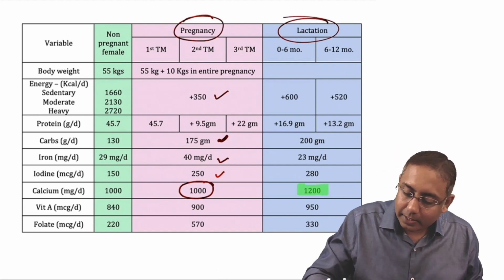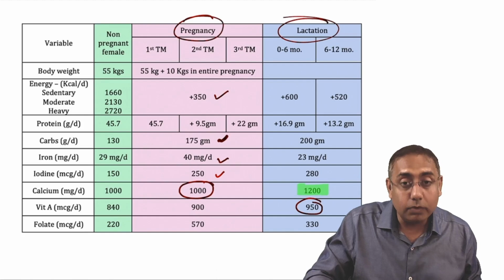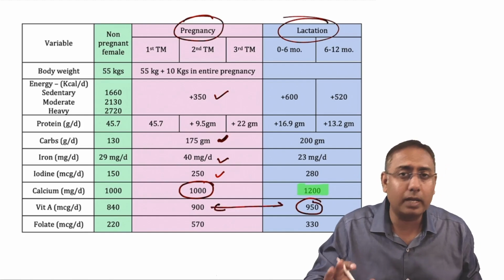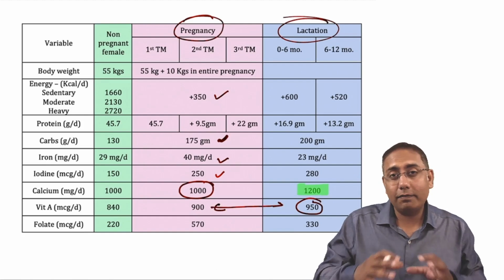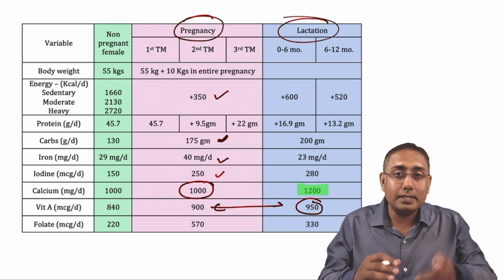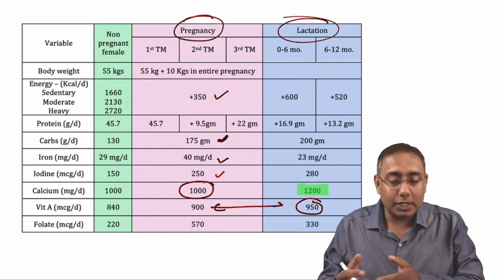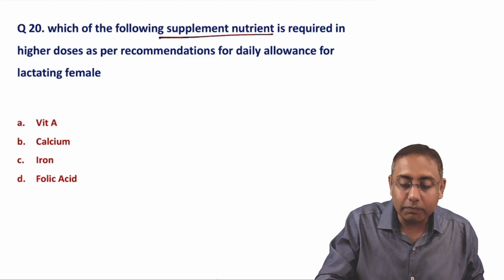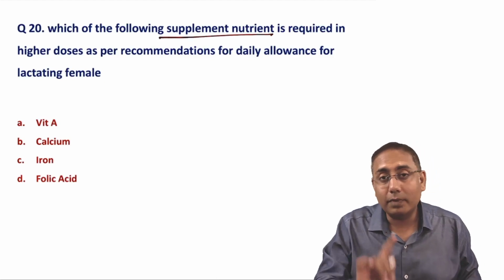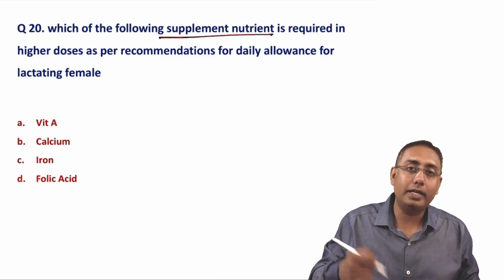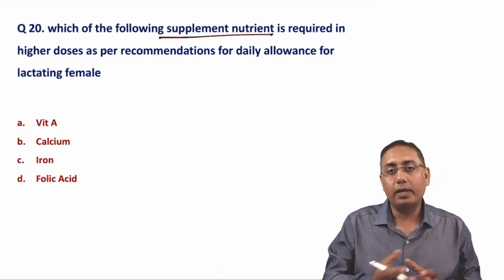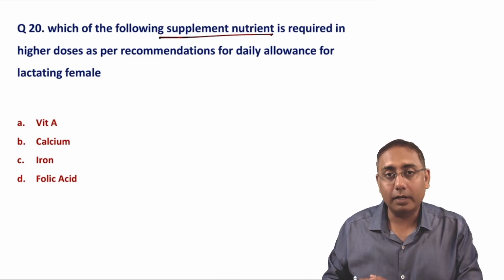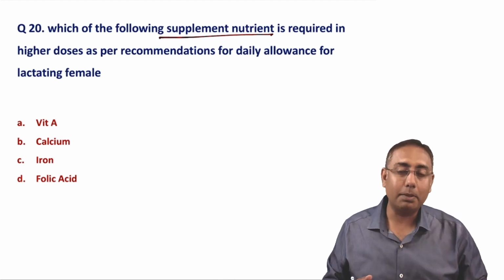Vitamin A is another option which was there in the MCQ. Vitamin A, do you require extra? Yes, we do require 50 micrograms extra, but that 50 is not as important as compared to the calcium. Moreover, calcium is a supplementary nutrient, whereas for vitamin A, please note that you don't need to take extra supplements. Whatever you're getting from the diet is sufficient, but in case of calcium, you need to take extra supplements of calcium.